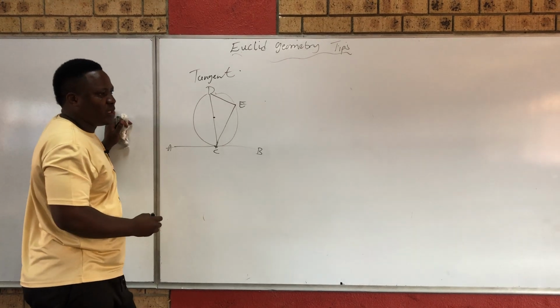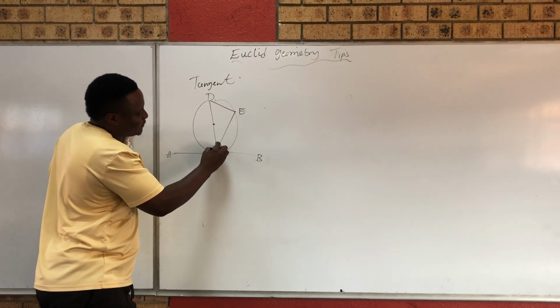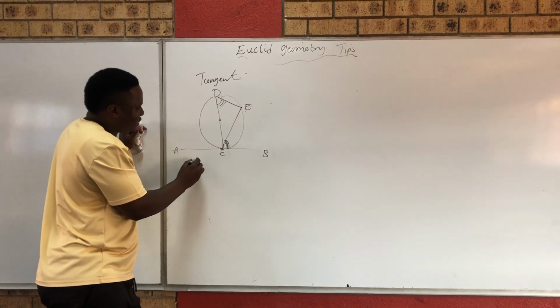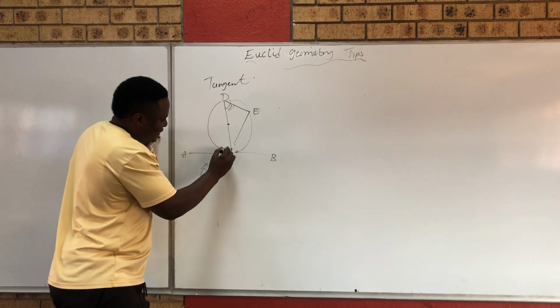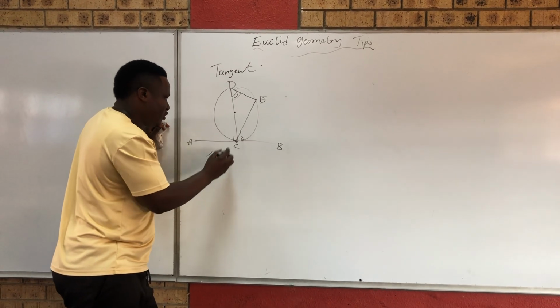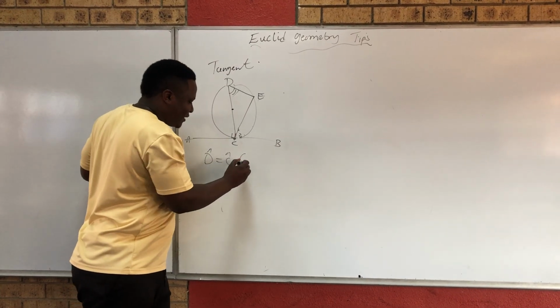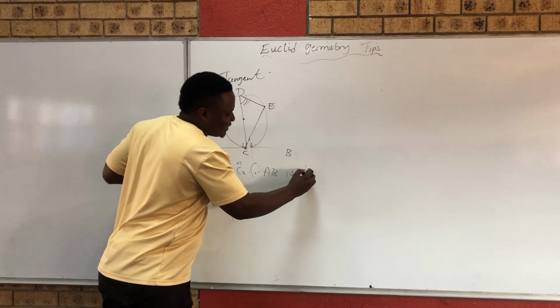What you need to do, as long as you show them that this angle is equal to this. As long as you show them that angle D is equal to what? Let's say C1 and C2. As long as you show them that angle D is equal to angle C2, then you can conclude and say, therefore, AB is a tangent.